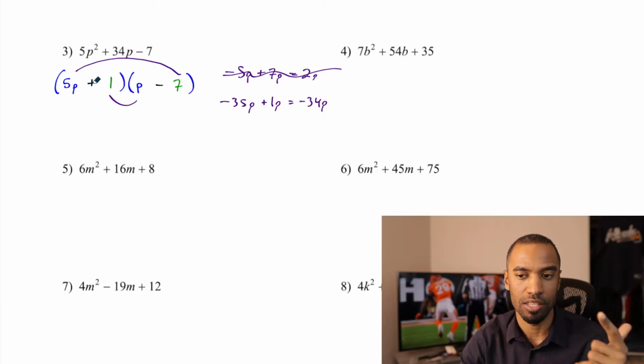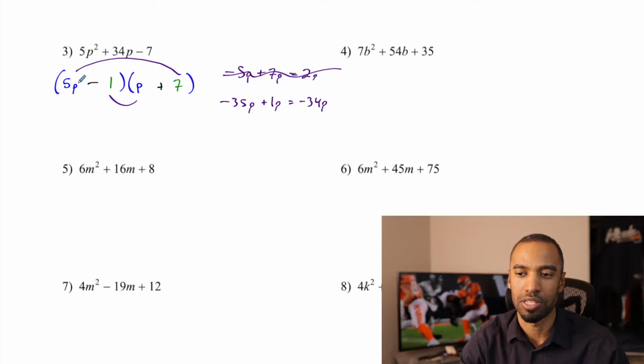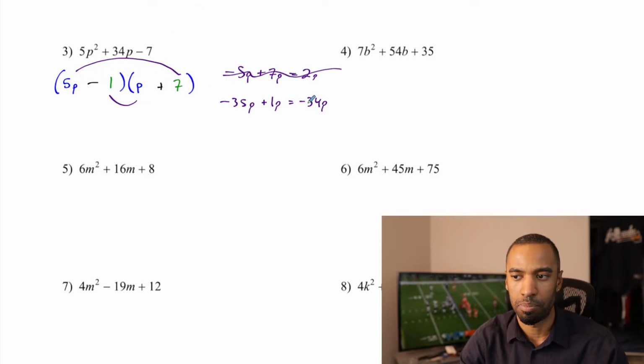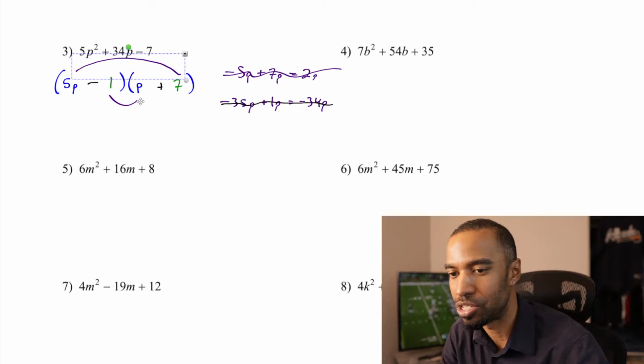We just need to change these signs. This plus should be a minus, this minus should be a plus. So we should have a minus and a plus. That would give us 35p minus 1p. That gives you 34p. So this is the correct spot. This is the location. It is now factored.